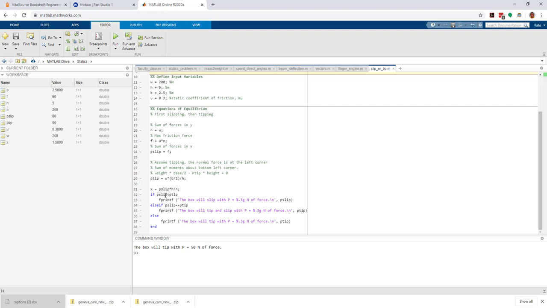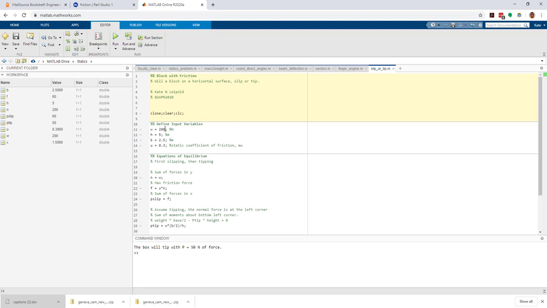So if the slipping force is less than the tipping force, then the box is going to slip. If they're exactly the same, then it'll kind of slide on that corner. It'll slip and tip. Otherwise, it's going to tip. So if the slipping force is less than the tipping force, it'll slide. And if the tipping force is less than the slipping force, then it'll tip.